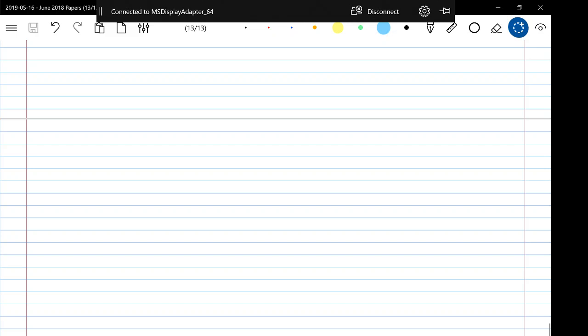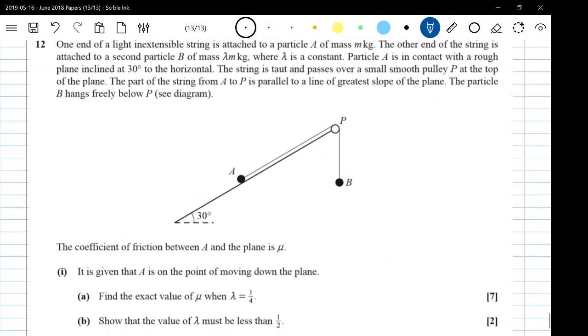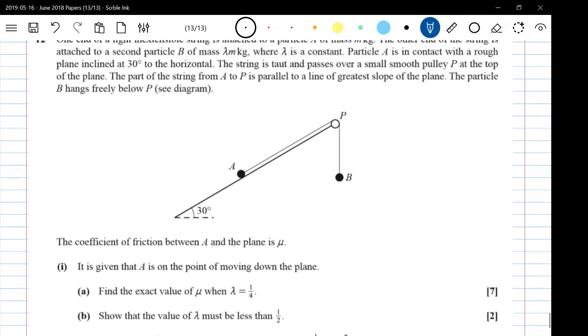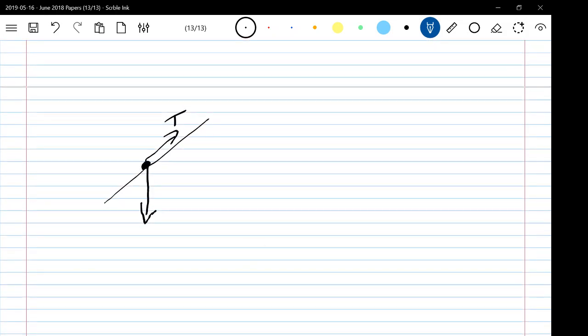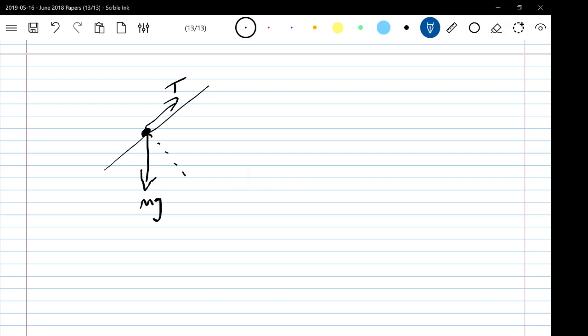That's what we do. So particle A, here is particle A. That's the one that's on the plane. So let's put some forces in here. It has a tension in the string. It has a mass of m, so it has a weight of mg. Now this angle here is 30 degrees.